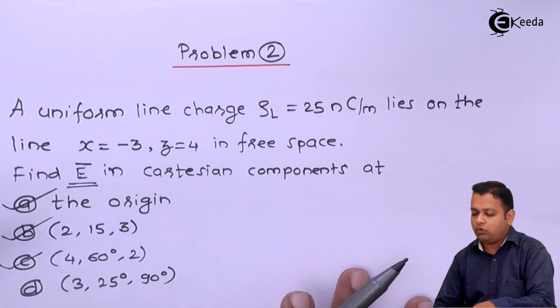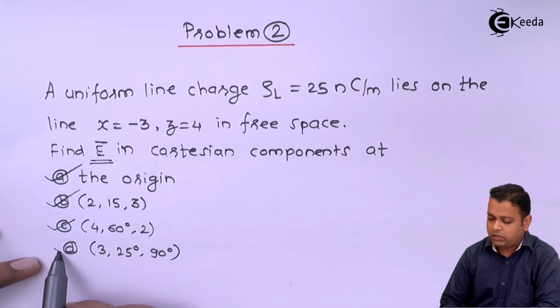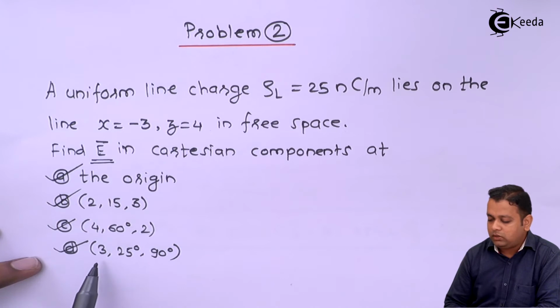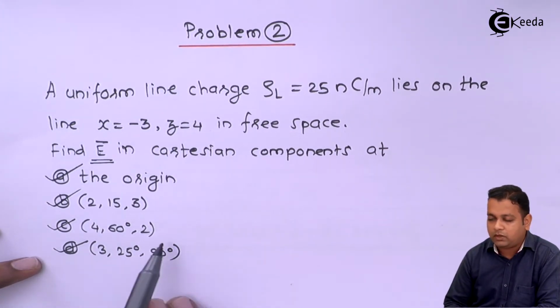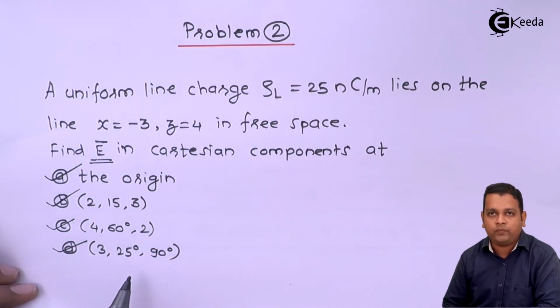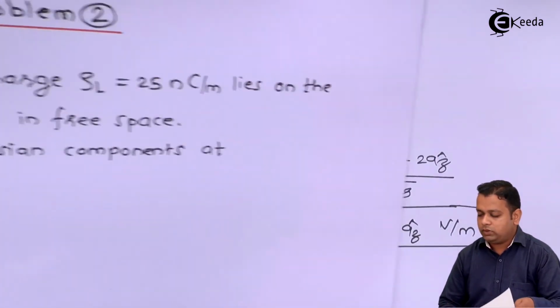Now let us move on to the last part of this problem statement, that is part D. So in part D, the field point is given to us in 3, 25 degree and 90 degree. So here also we shall be converting it to the Cartesian coordinates with some transformation formulae, and then we'll apply the formula of E bar. So let us do it.